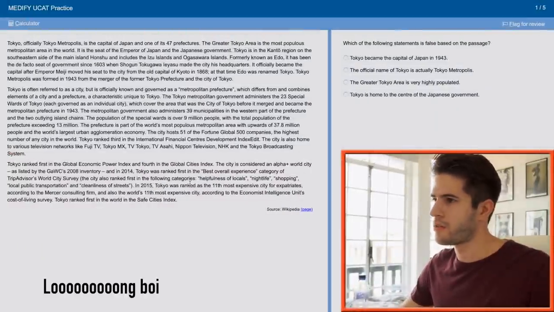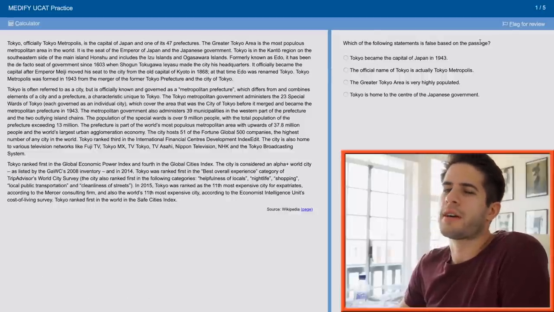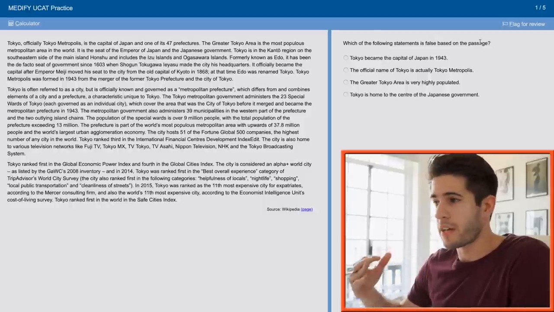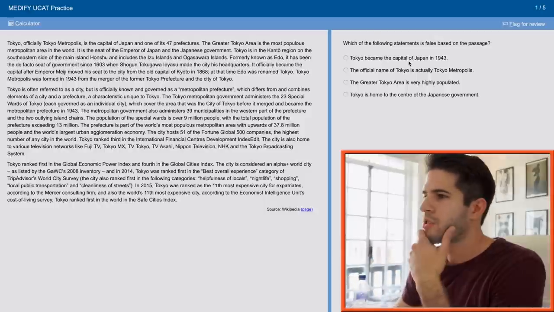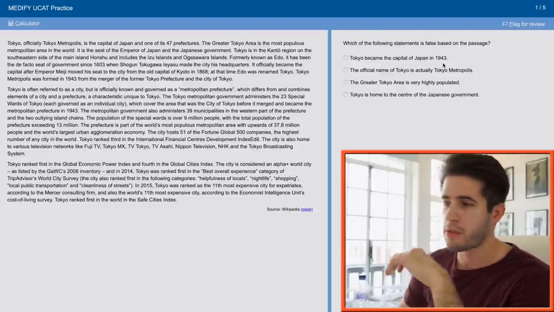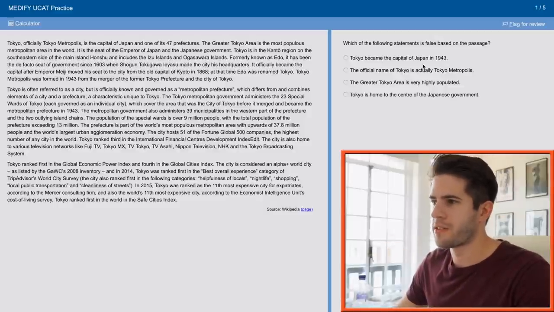Oh my gosh, this is what we would call a long boy. This is a lot of reading. Let's see what we can do. Which of the following statements is false? These are the ones that take the longest time because you have to individually evaluate every single one of the answers. Tokyo became the capital of Japan in 1943. What am I going to skim for? 1943. And that's pretty much it. That's the most unique part of this sentence here.